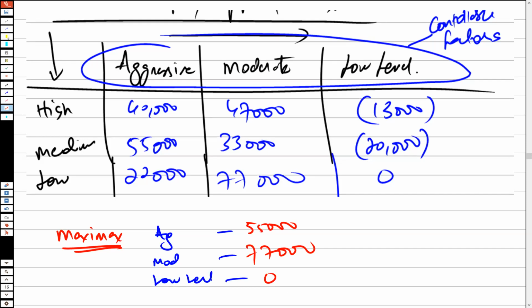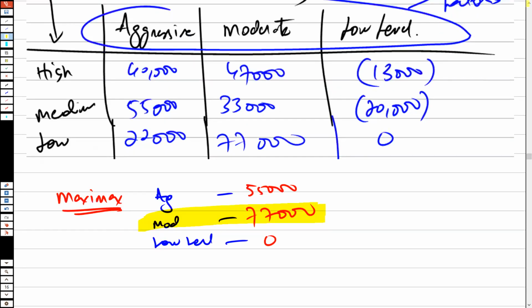Now what you would do is maximize the maximum payoff. How would you maximize the maximum payoff? You would say 77,000 is the maximum out of the maximum values.